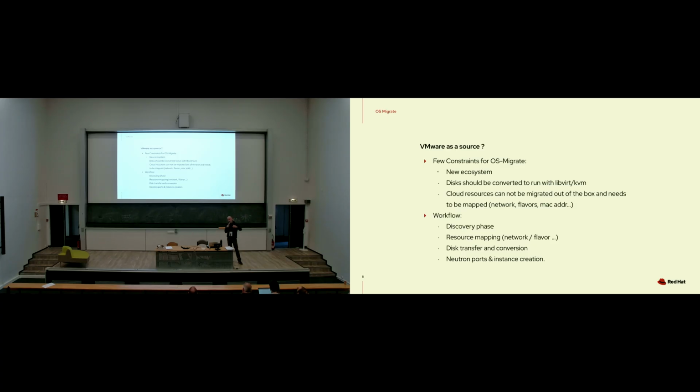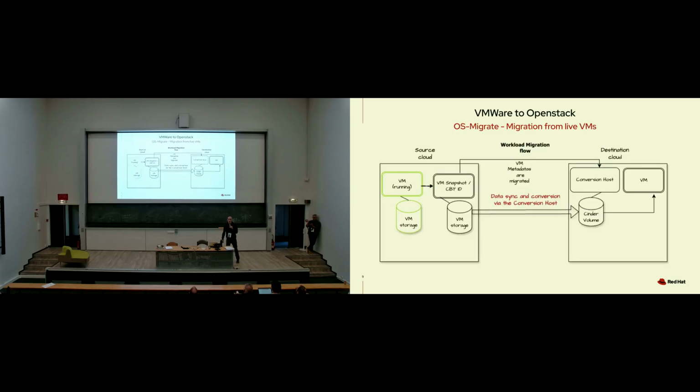So with the workflow, we have a discovery phase. This resource mapping, where we are extracting and gathering all the information from the vCenter and the virtual machines, and then we are mapping it to the resources available in the OpenStack destination cloud. Then there is a disk transfer and the conversion, and finally we are spawning the OpenStack instance. So this is basically the migration workflow.